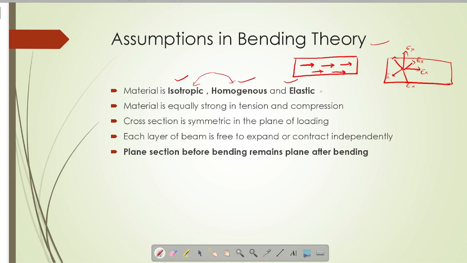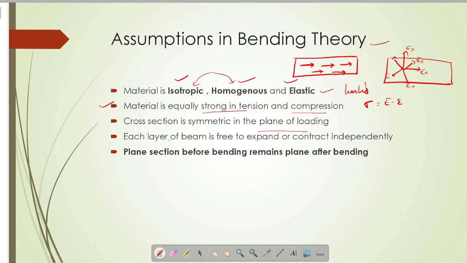Okay. Now, what is elastic? Elastic means loading is within the elastic limit of the material. In this case, Hooke's law is followed by the material, that is, stress equals Young's modulus into strain. Coming to the second assumption, the material is equally strong in tension and in compression. The third assumption is that the cross section is symmetric in the plane of loading. This means we will be taking a prismatic cross section.